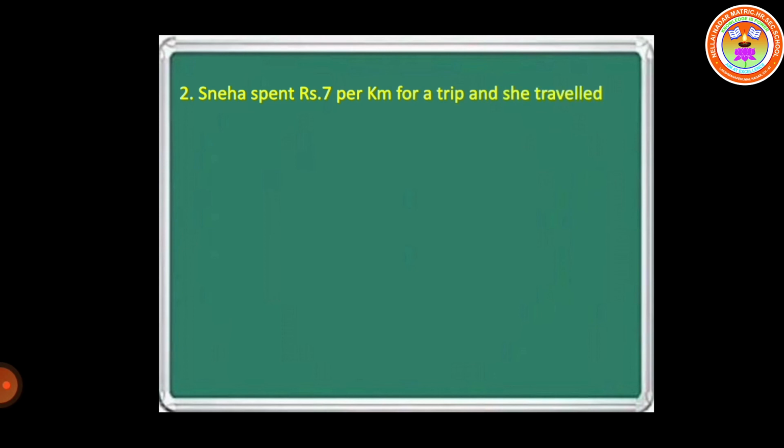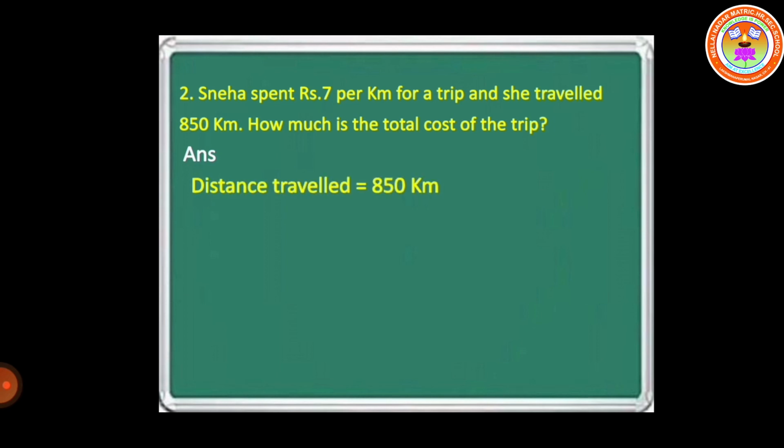Next one. Question number 2. Snega spent rupees 7 per kilometer for a trip and she travelled 850 kilometer. How much is the total cost of the trip? Let us see. Distance travelled equal to 850 kilometer. Money spent equal to rupees 7 per kilometer. That means for 1 kilometer she spent rupees 7.